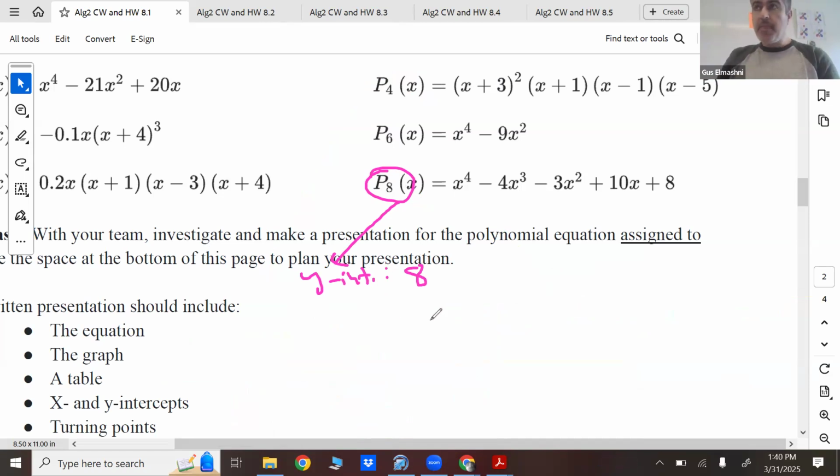So go and do P8. Same thing. List the highs, lows. Go and give P8 a shot. I'm going to freeze my screen. We'll check in, and then we'll wrap things up, okay? So give P8 a shot.